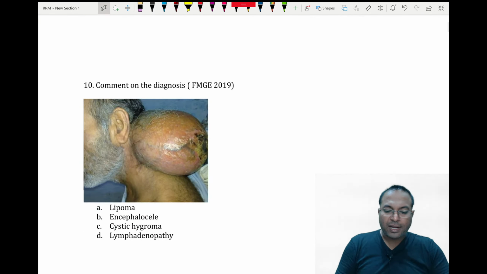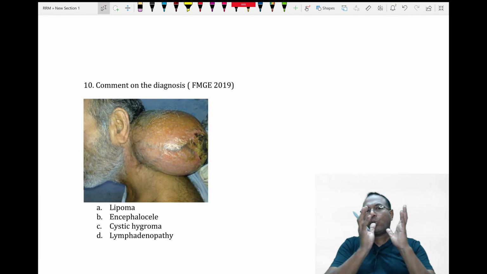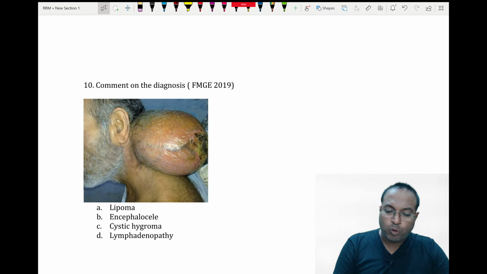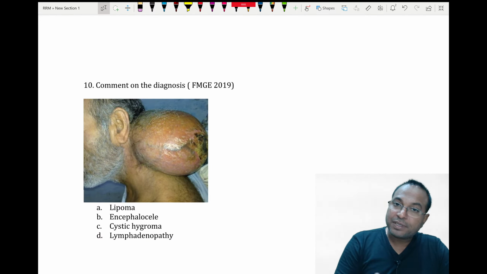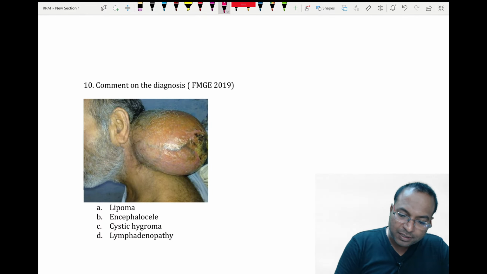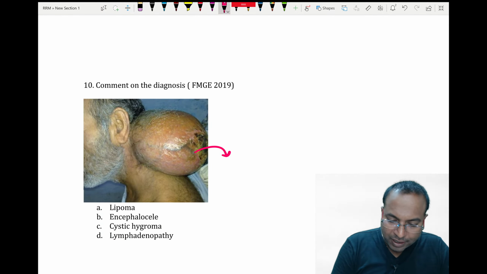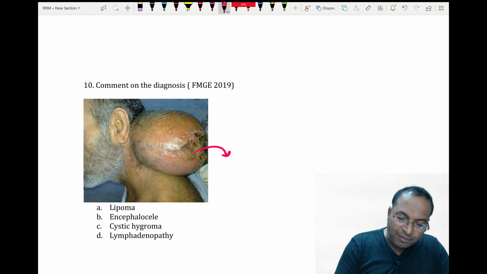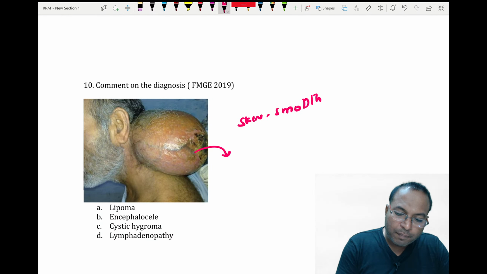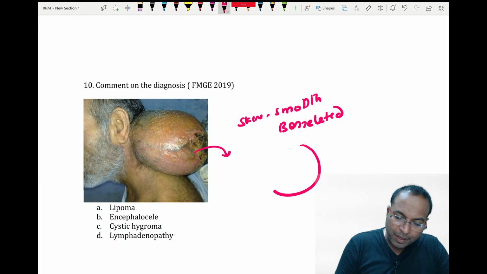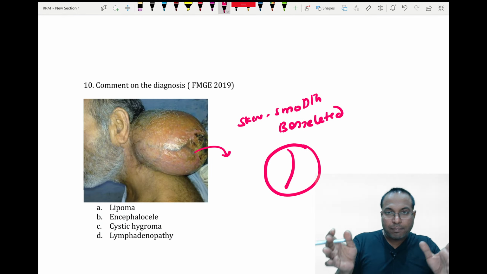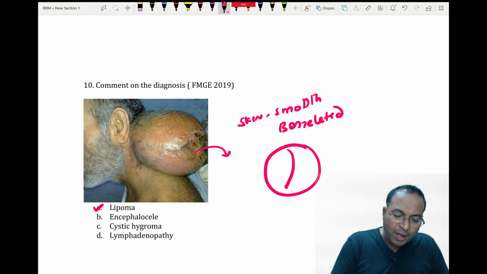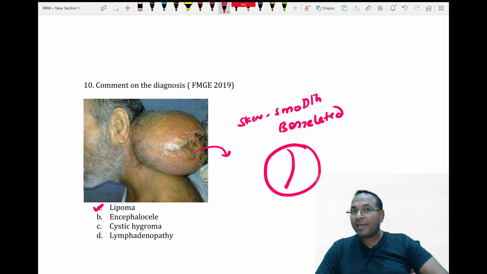So this is a question, again, a huge swelling. Whenever you see a huge swelling, please think of lipoma only. This is a lipoma shown here, which is seen in the nape of the neck. This is not the exact image kept in the exam, but the skin will be normal, smooth or bosselated. Bosselated means it may look lobulated like this. So lipoma is a universal tumor. It can happen anywhere.